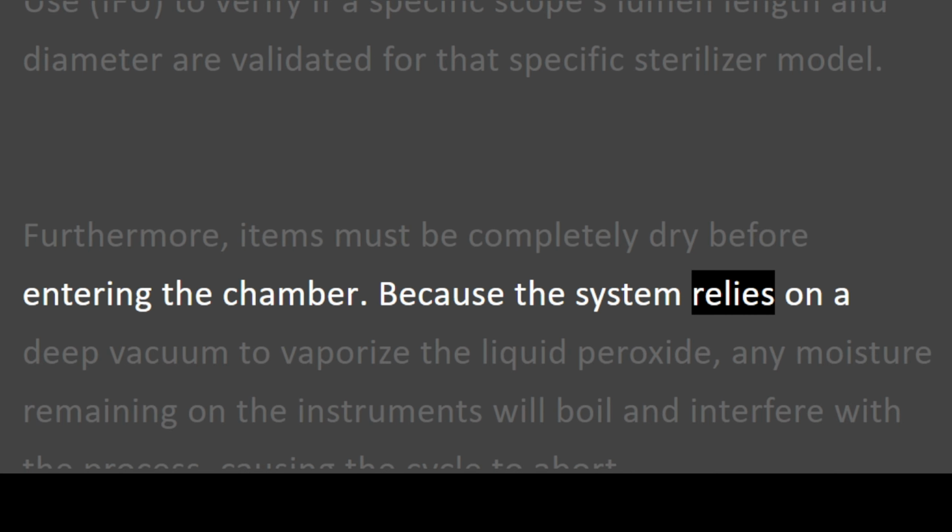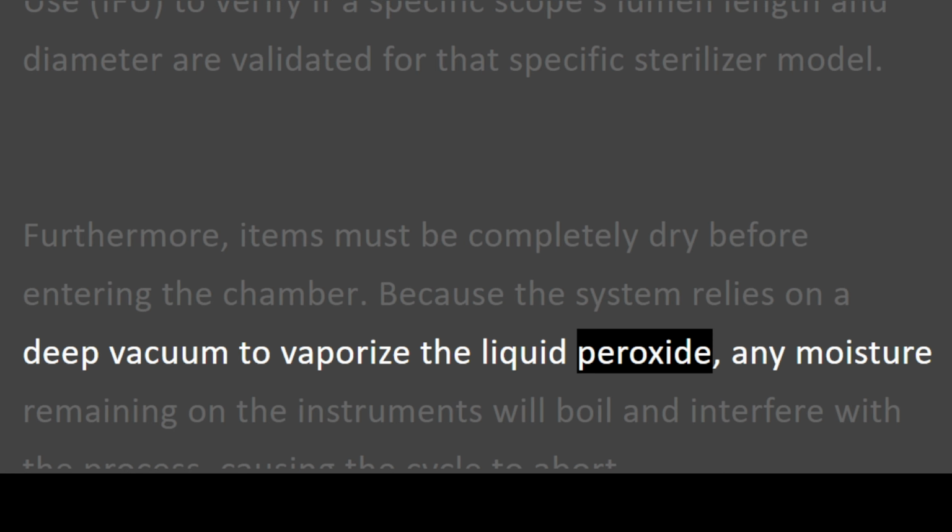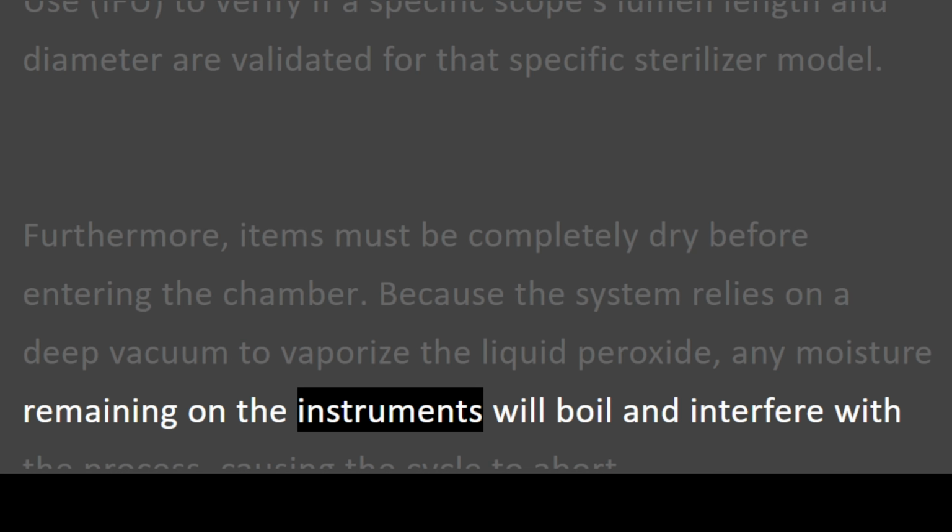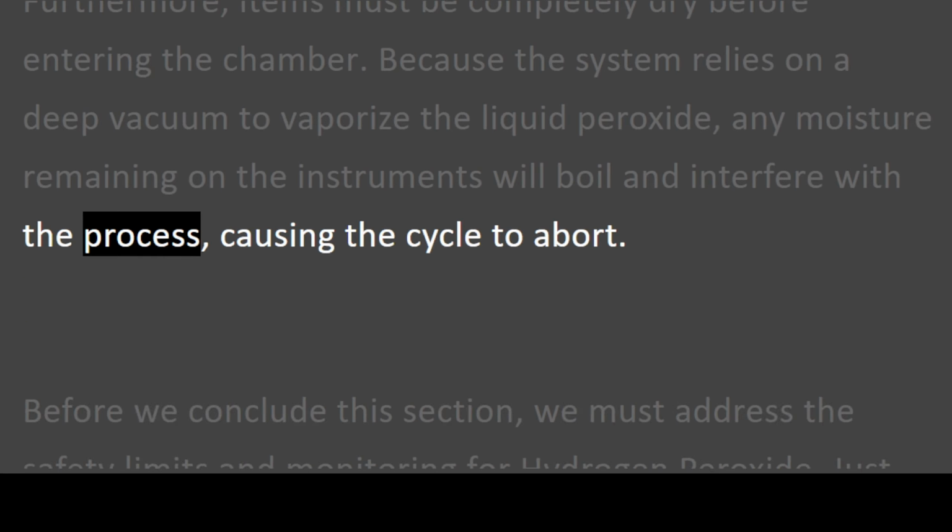Because the system relies on a deep vacuum to vaporize the liquid peroxide, any moisture remaining on the instruments will boil and interfere with the process, causing the cycle to abort.